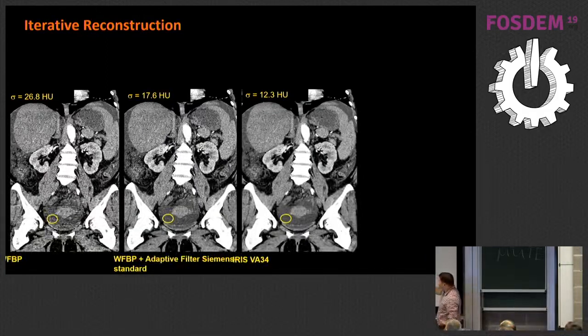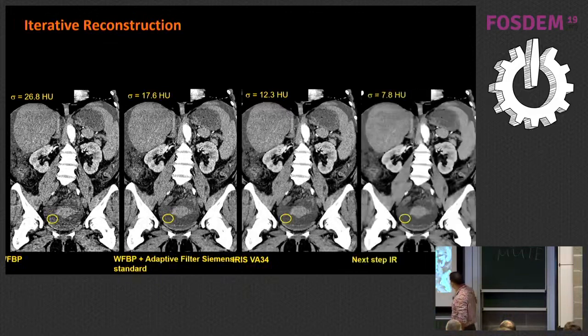So I just want to show the effects of iterative reconstruction. So this is a regular reconstruction. Here is some sort of filtering on it. Here is again the first version of iterative reconstruction. And this is something where the full iterative reconstruction was applied.